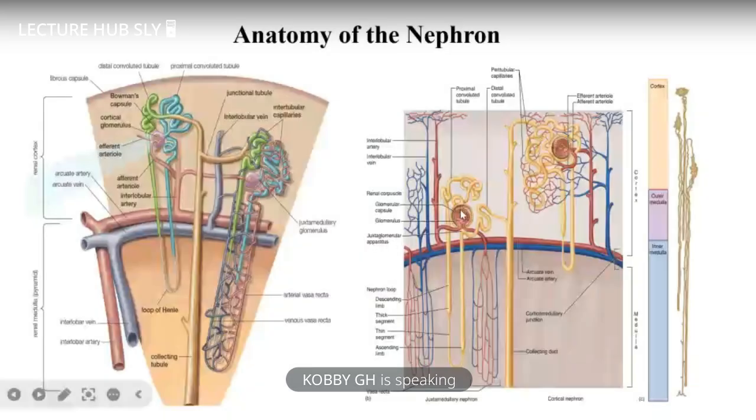You can say it in two ways. You can say for juxtamedullary nephrons, the glomeruli are located closer to the cortico-medullary junction of the nephron. Or you can say the glomeruli are closer to the medullary region of the kidney. Unlike the cortical nephrons, where the glomerulus is situated deep in the outer part of the cortex, this one is quite close to the cortico-medullary junction, the renal corpuscles.